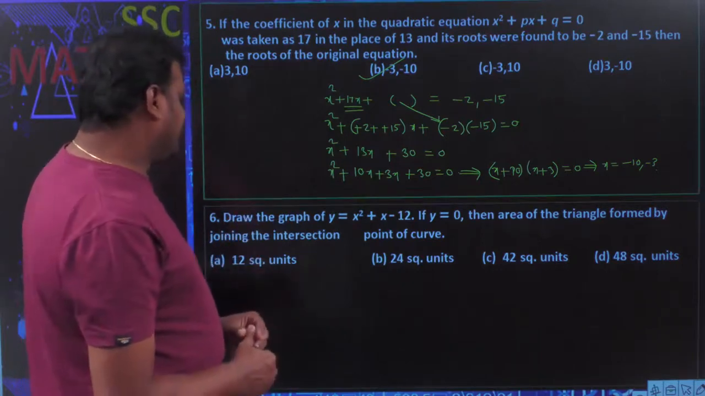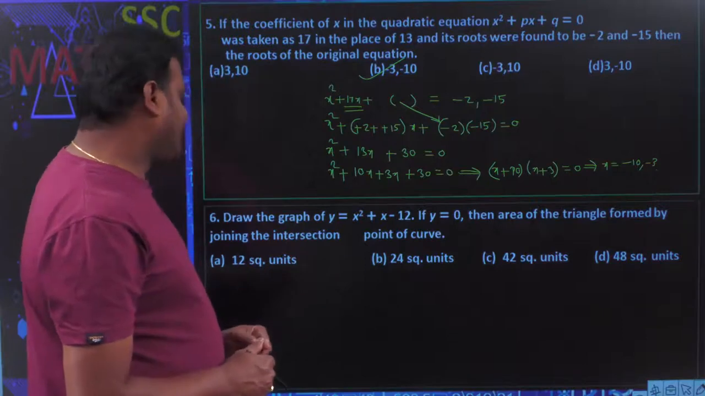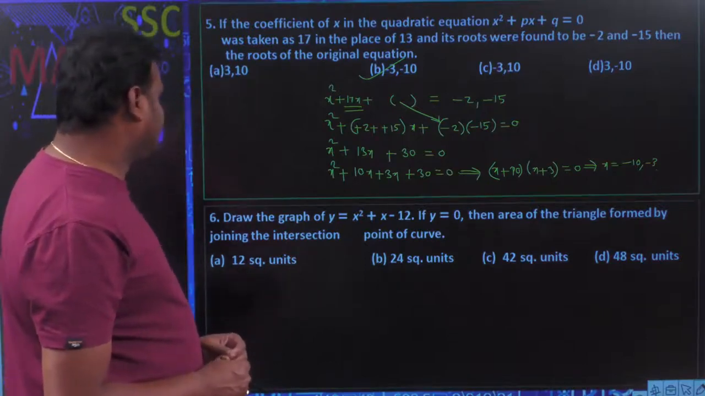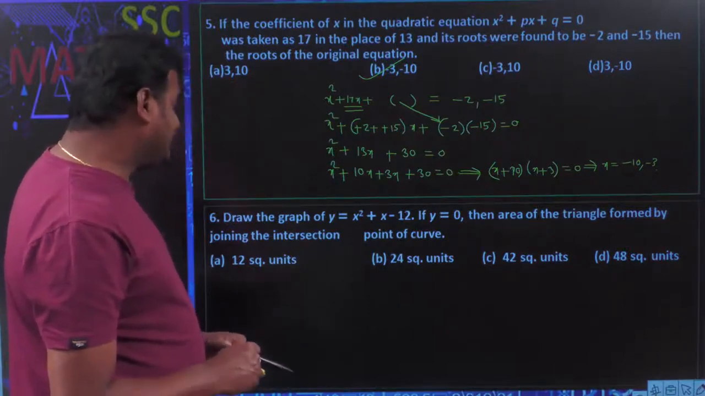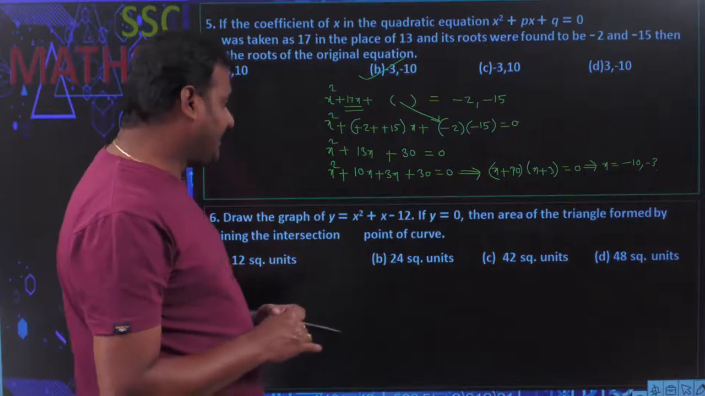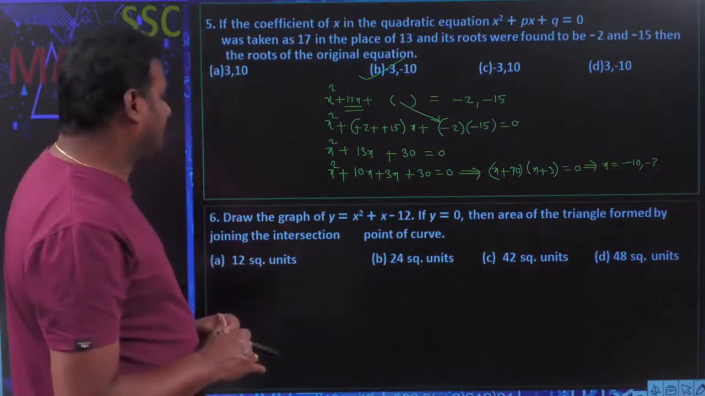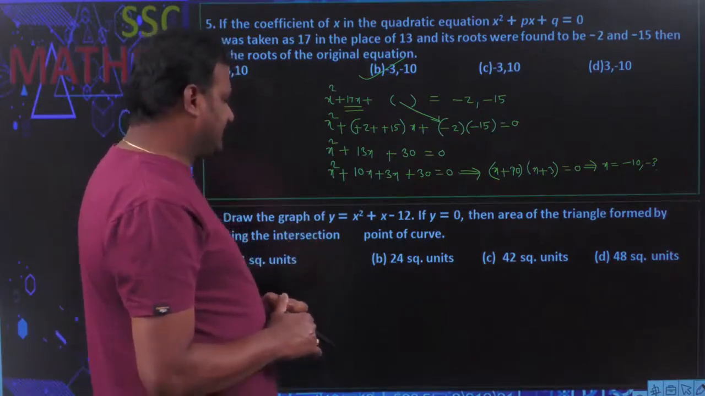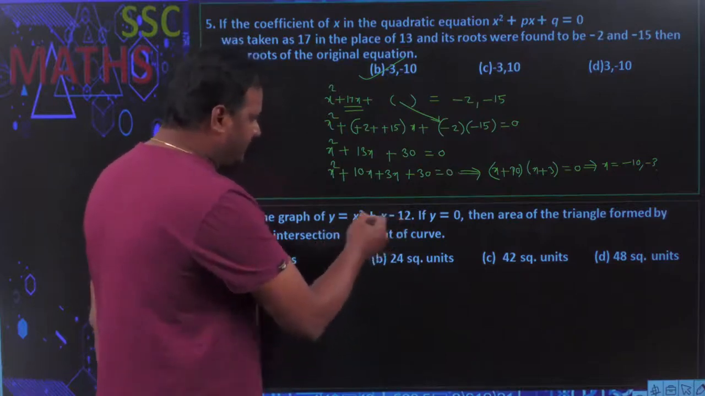Coming to the next one. Draw the graph of y is equal to x square plus x minus 12. If y is equal to 0, then find the area of the triangle formed by joining the intersection points of the curve. See, for example, y is equal to x square plus x minus 12. It should be a parabola, you know that? Okay. I am going to find out the roots.